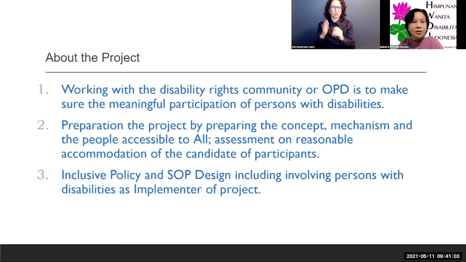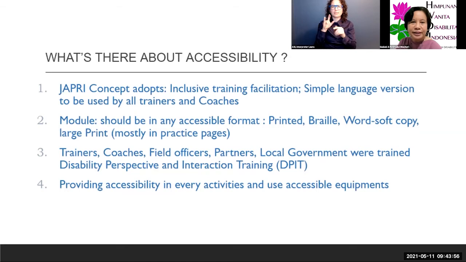So what was the accessibility in this project? First is the JAPRI concept. It adopts an inclusive training facilitation, a simple language version to be used by all trainers and coaches, and developed and adapted manual books, like I said before, to be more inclusive and easy to understand. Second is the module. The module should be in any accessible format. I think everybody already knows that: printed materials, braille, Word, soft copy, large print. Mostly the practice pages we print in large print.